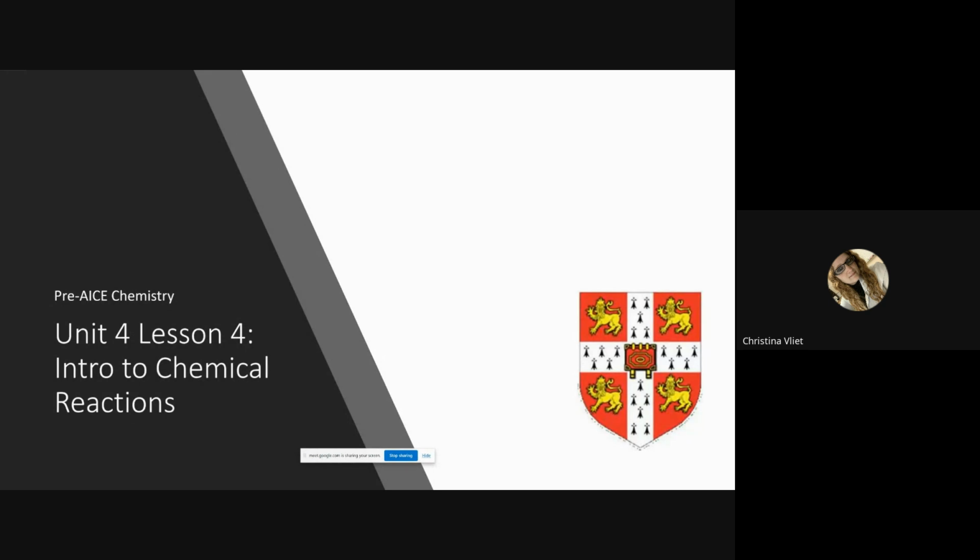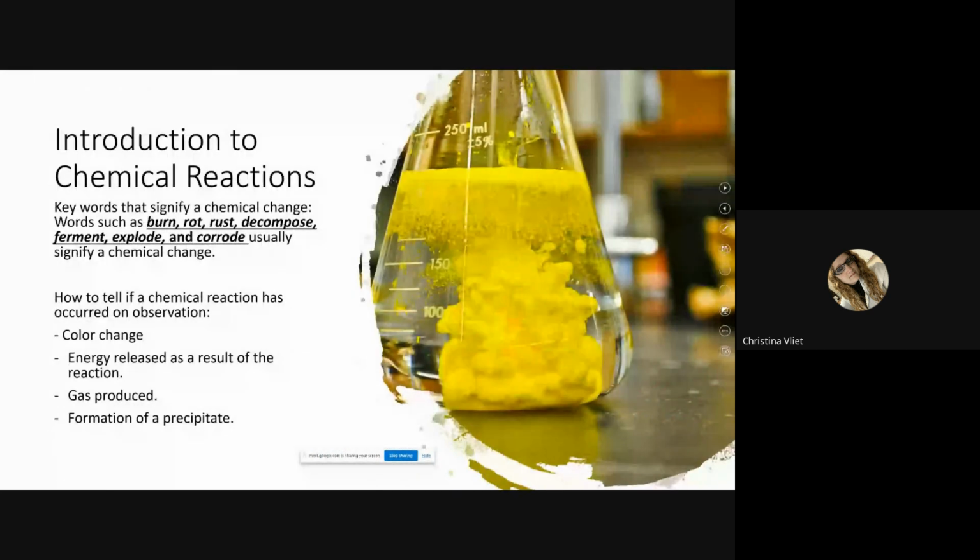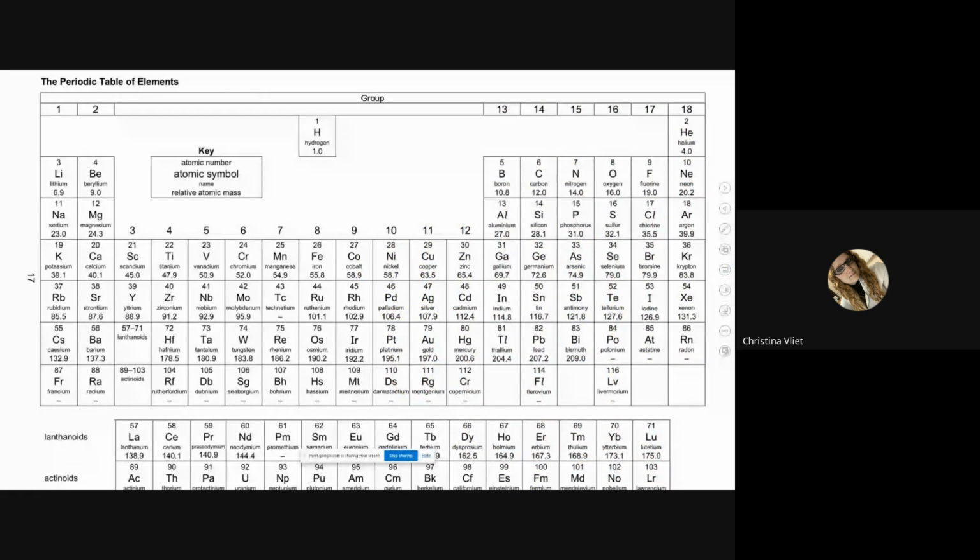Unit 4, Lesson 4, Intro to Chemical Reactions. As always, you want a handy-dandy periodic table. You should always have one on you. We'll be referencing back to that as we go through the lesson. We don't need it really for much of anything today except to know the chemical symbols for different elements, but there's a lot of material in here as you've seen through the year.